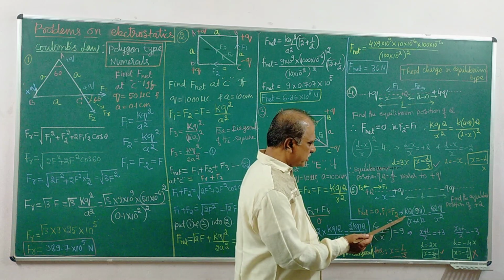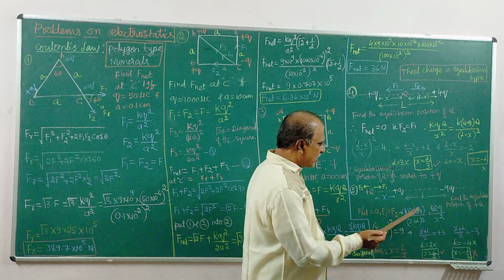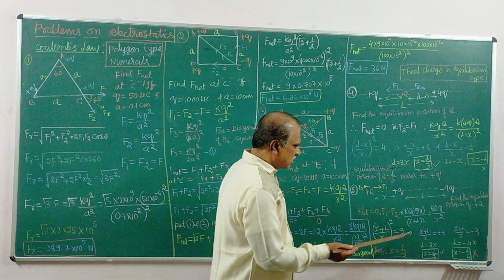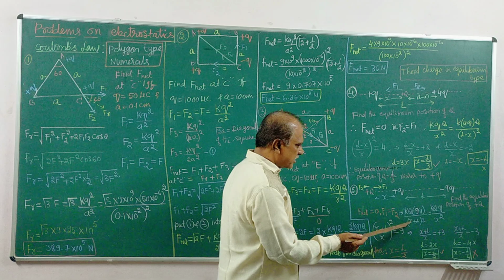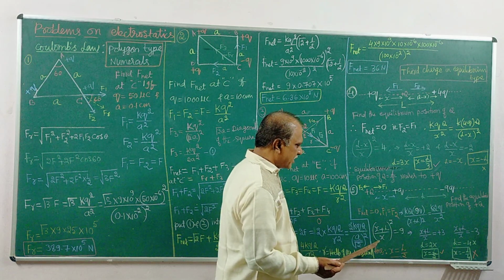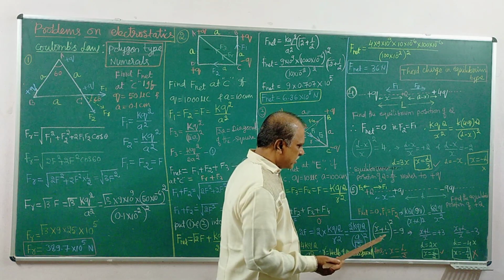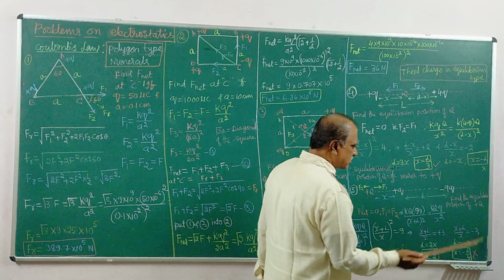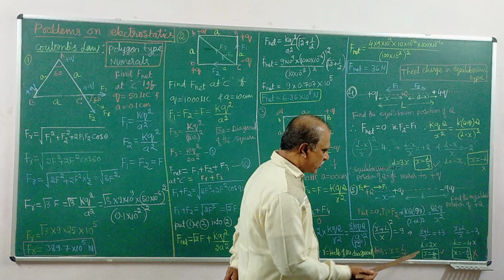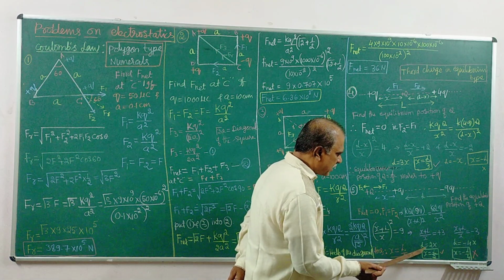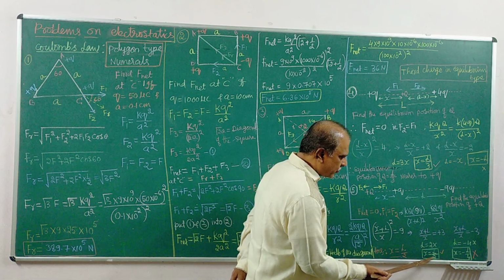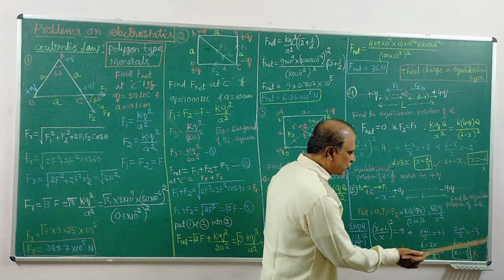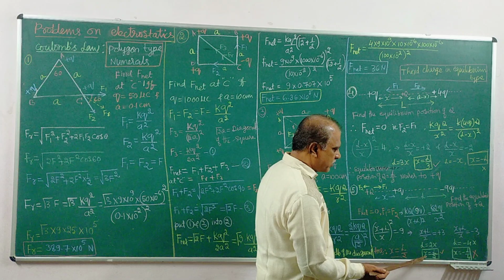Equate the two forces and simplify. K, Q, Q cancel. Remaining is 9. Taking this to the right-hand side, L plus x divided by x, whole square is equal to 9. Taking the square root, it is equal to plus 3 and minus 3, possible values. Solve for x. L plus x equals 3x, cross multiply, x equals L by 2. In the other case, x equals minus L by 4. If you get minus, it is not a true value. Plus means L by 2 is the true value.